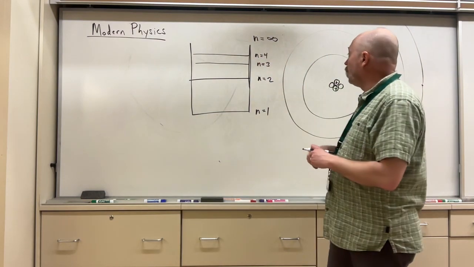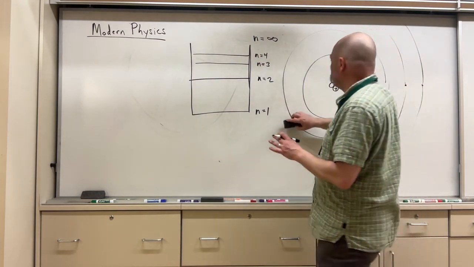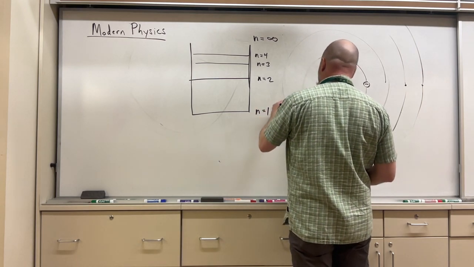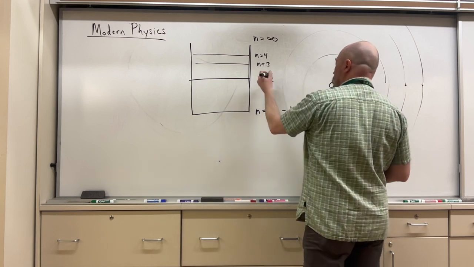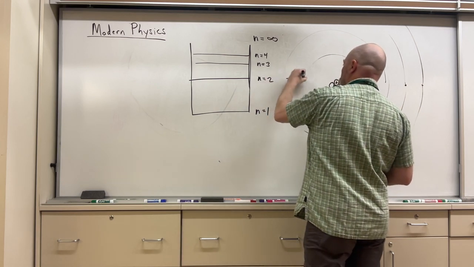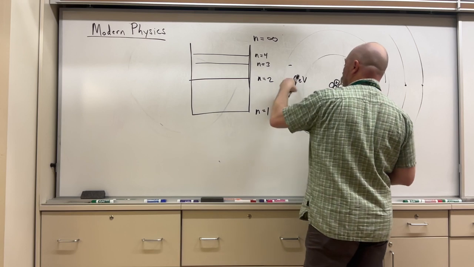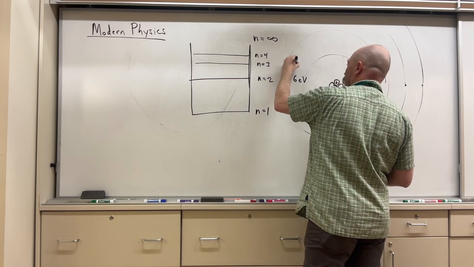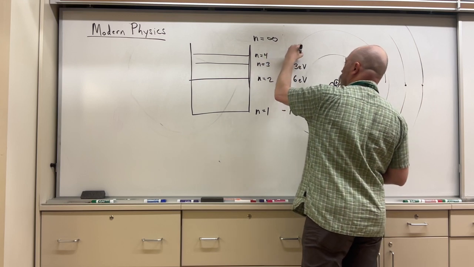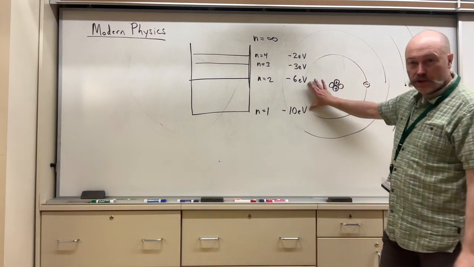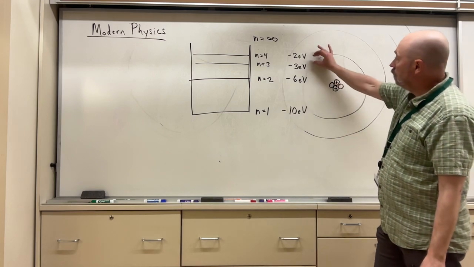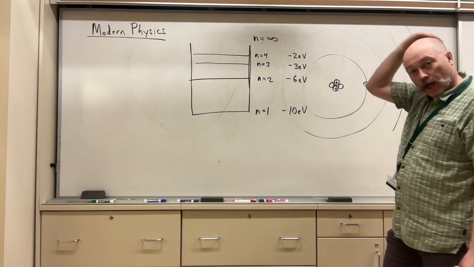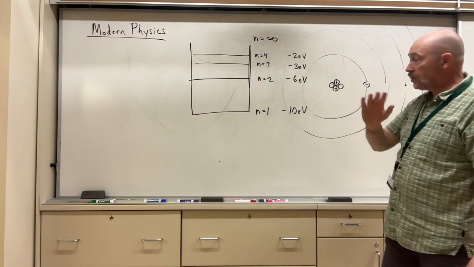That's important. If I make up some numbers, let's say this is negative 10 electron volts, this is negative 6 electron volts, then negative 3 electron volts, negative 2 electron volts. So the gaps between the levels are 4, 3, 1, and then I would go off to infinity, or I could keep going. But let's just make sense out of this.